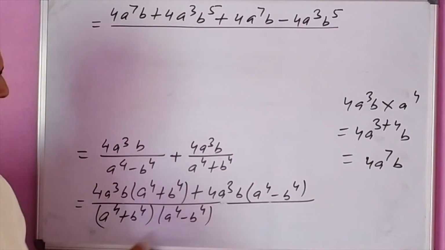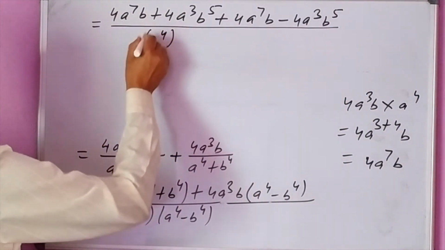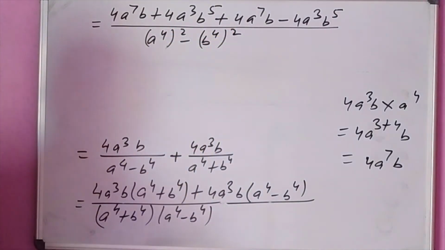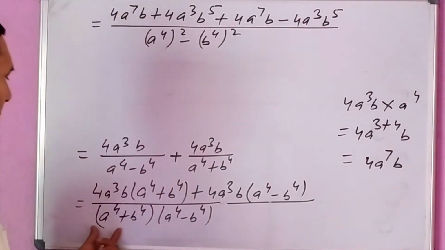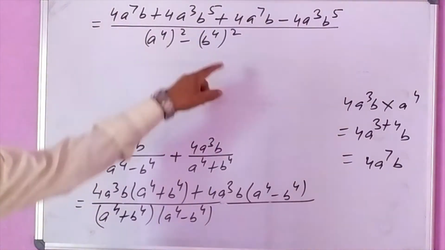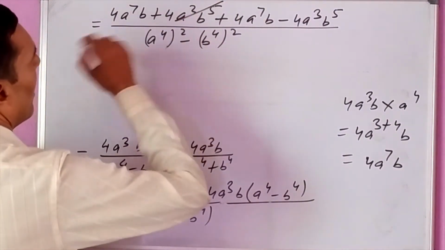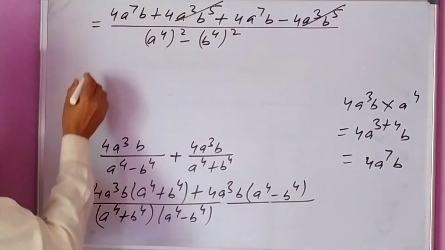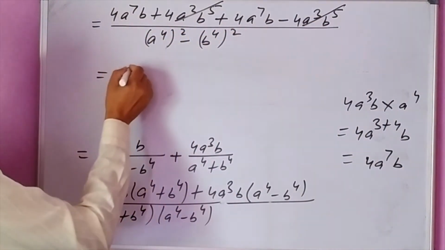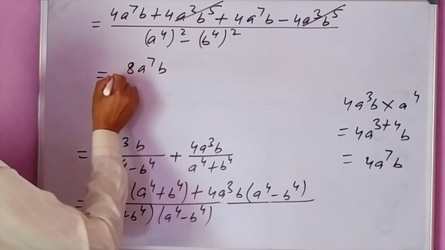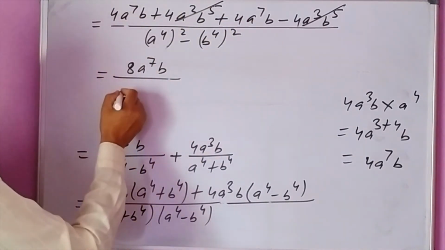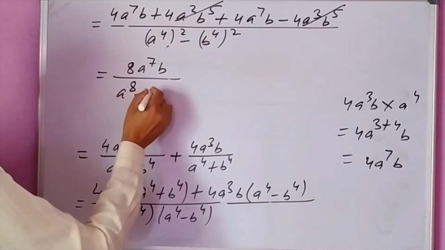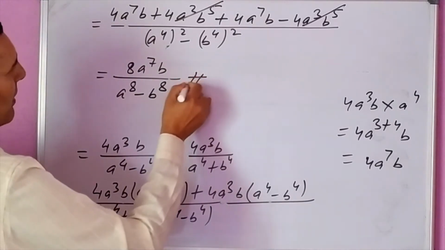again we have a plus b, a minus b, a square minus b square, because a is a power 4, b is b power 4, a plus b times a minus b, a square minus b square. So this 4a cube b power 5 minus 4a cube b power 5 cancels. So 4 plus 4, 8 a power 7 b, because these are like terms which can be added together, upon this is a to the power 8 minus b to the power 8. So this is the answer.